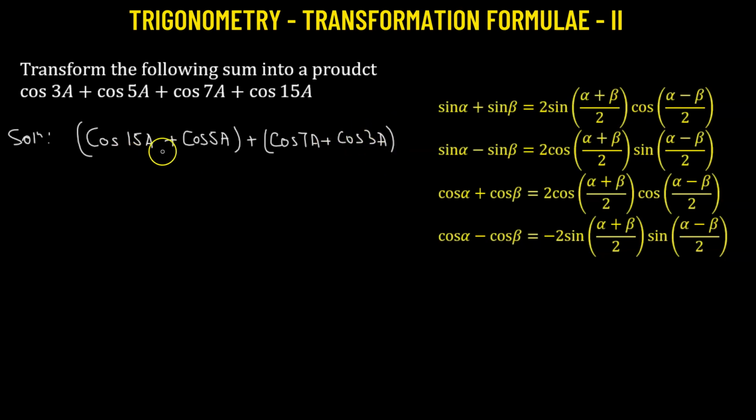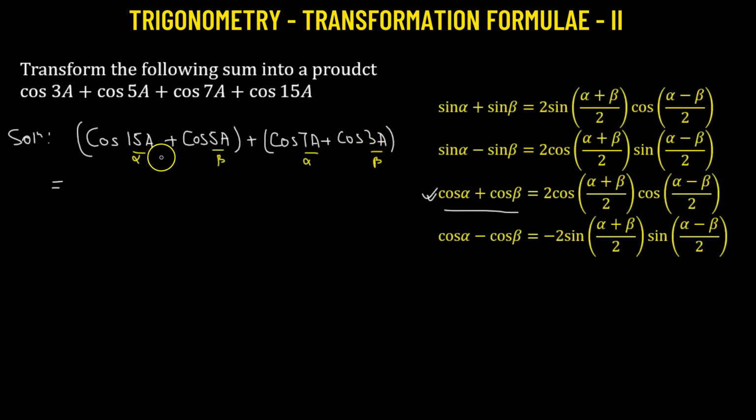The particular reason how I chose this will become evident in a moment. So let us begin. Now we see that we have the sum of two cosine functions. We know that whenever we have the sum of two cosine functions, it transforms as a product of two cosine functions. So this is our goal, to convert the sum into a product. So we will be using this particular transformation formula. Here we are going to treat alpha as 15a and beta as 5a. For the second sum, we will consider 7a as alpha and 3a as beta.